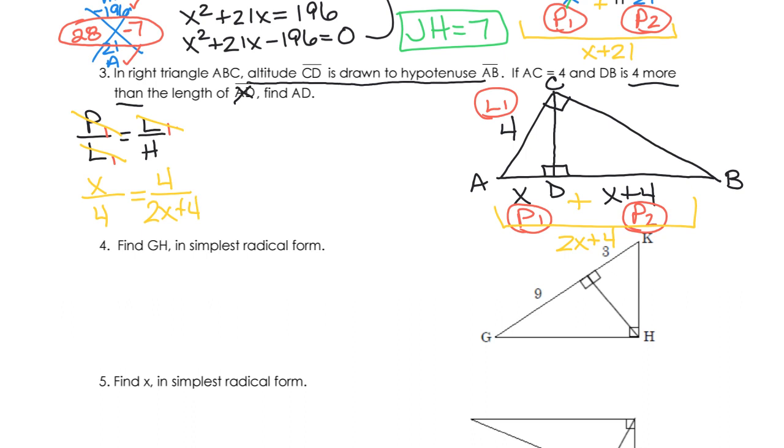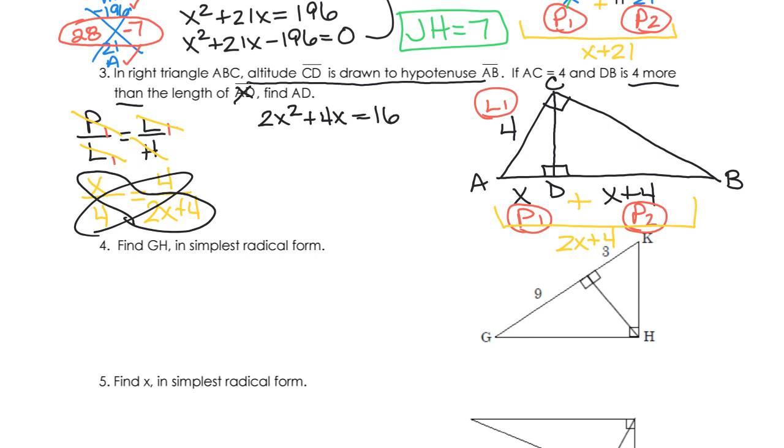And now we can go ahead and replace our hypotenuse. All right, and we're ready to cross multiply. This is going to be the harder cross. We have to remember that it's x times 2x, which is 2x squared, and x times 4 is 4x, equal to 4 times 4, which is 16.